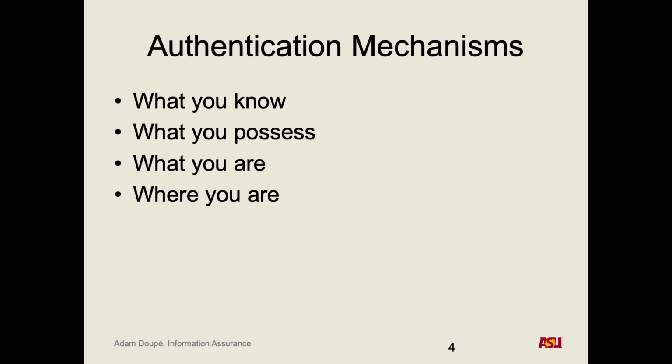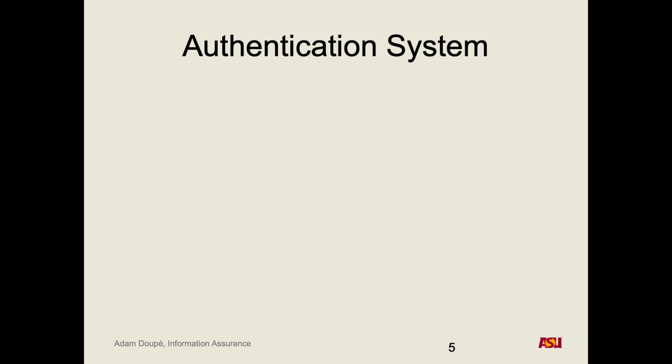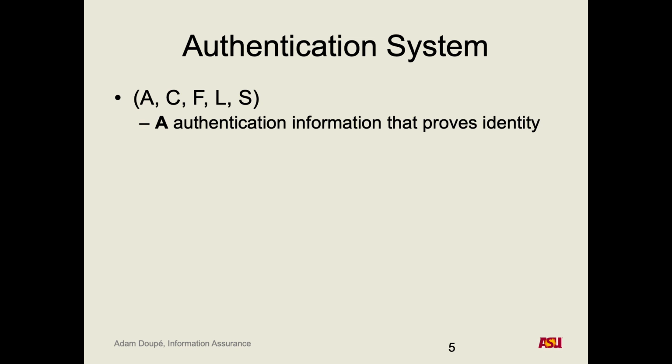Cool, okay. So, that was a good discussion. Let's move on a little bit and start thinking more formally about these systems. So we can think of an authentication system as some function or method. And again, here we're talking a bit abstractly. So we're going to talk about capital A, which is some authentication information that proves somebody's identity on the system.